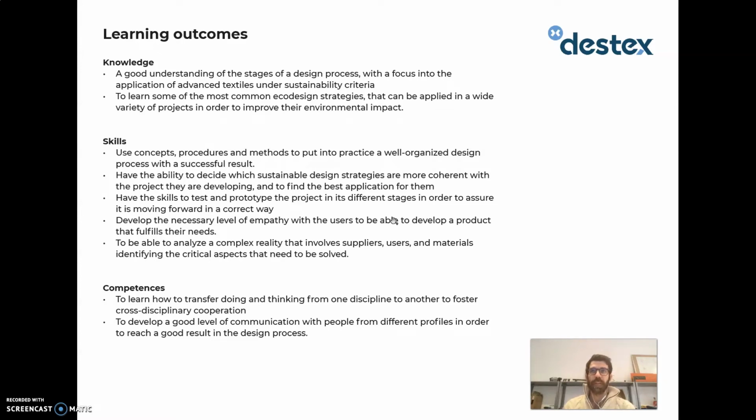And in terms of competencies, you will learn how to transfer doing and thinking from one discipline to another to foster this cross-disciplinary cooperation between different profiles. And you will develop a good level of communication with people from different profiles in order to reach a good result in the design process.